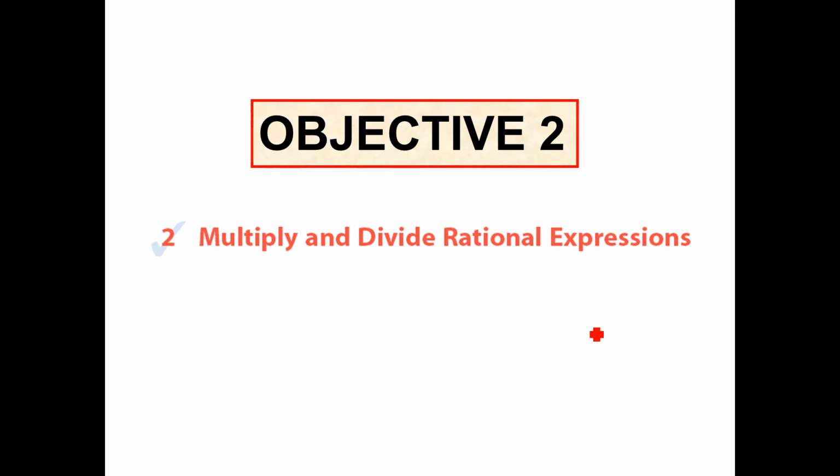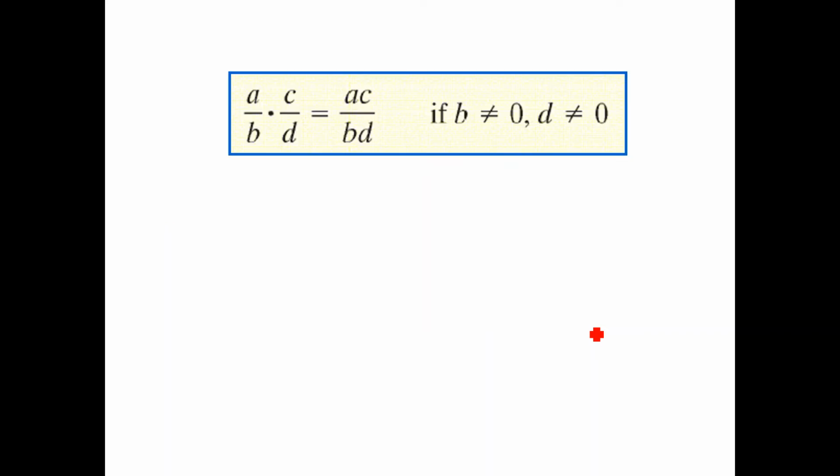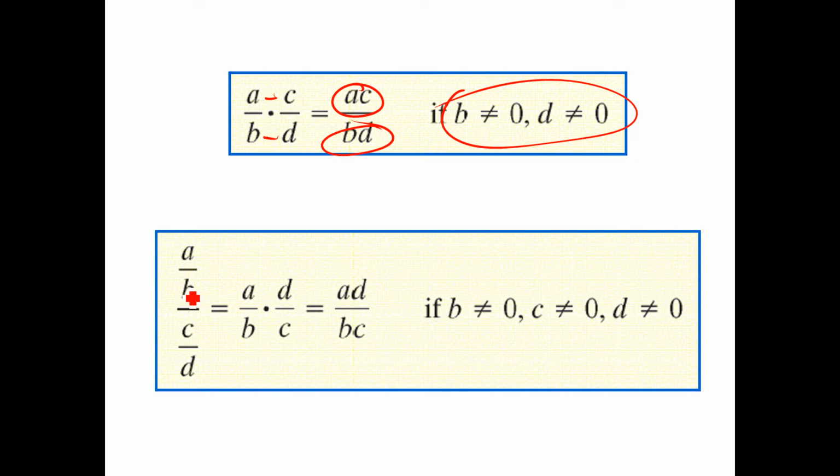Second objective, let's multiply and divide. So remember, if you multiply straight across, A times C to get AC, B times D to get BD. Remember that B and D cannot be 0 here. And instead of dividing fractions, we're going to multiply by the reciprocal. We've done that before. In this case, you can't have a 0 anywhere in the denominator. So B can't be 0, D can't be 0, and because this will eventually flip over, C can't be 0. A is the only thing that could be 0 in this whole problem.